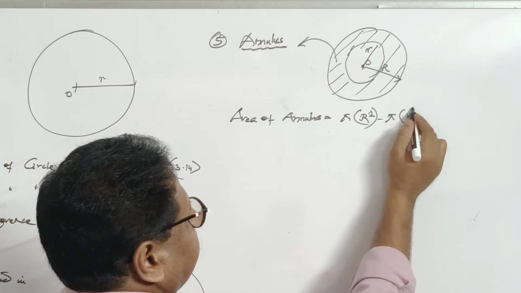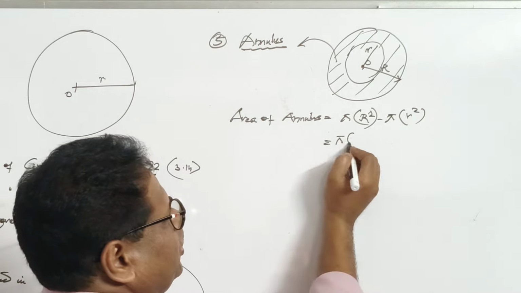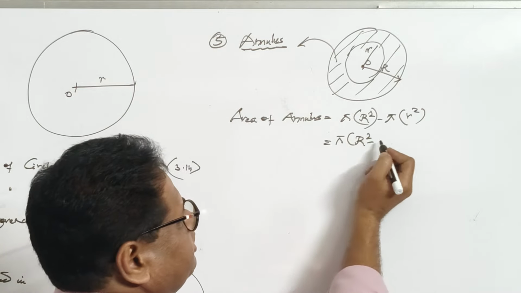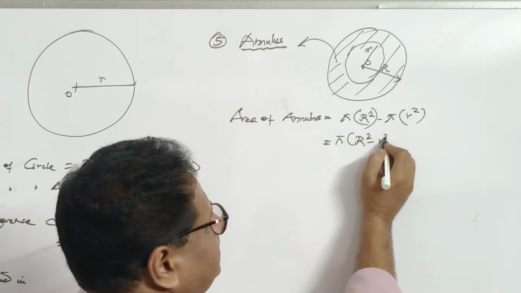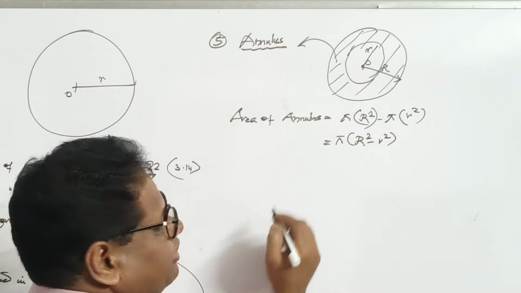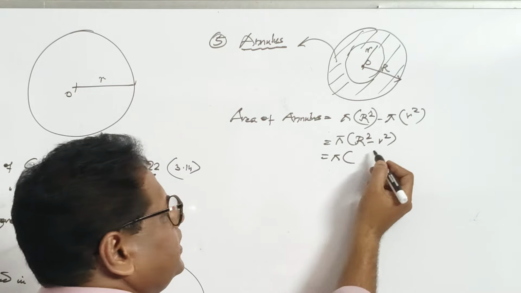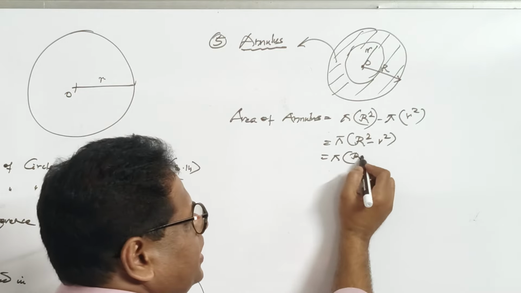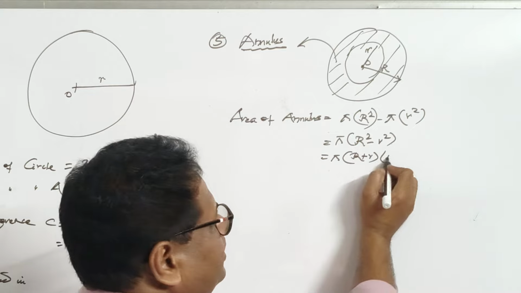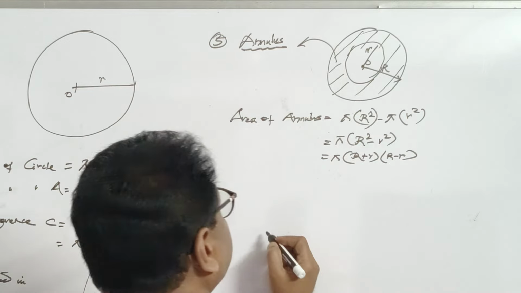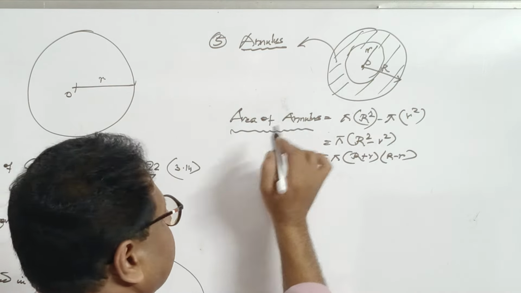If you take pi common, we have a more simple expression, capital R square minus small r square inside bracket multiplied by pi. Still more simple, this is the difference of squares, so pi times capital R plus small r, capital R minus small r. Well, this is for annulus.